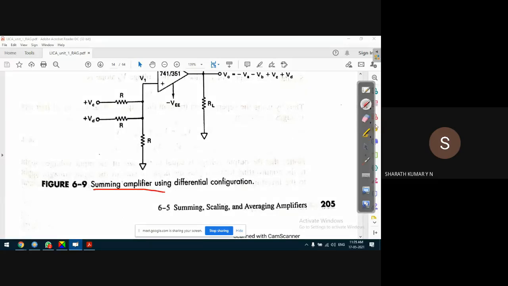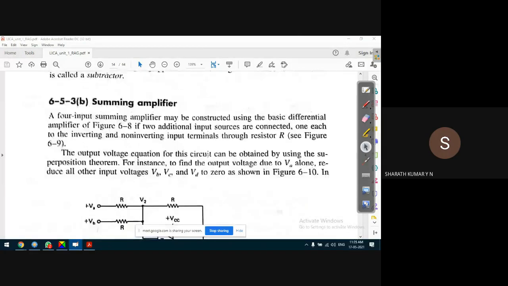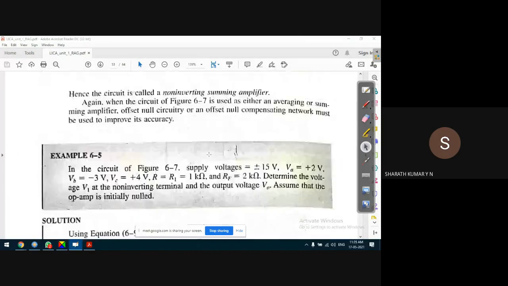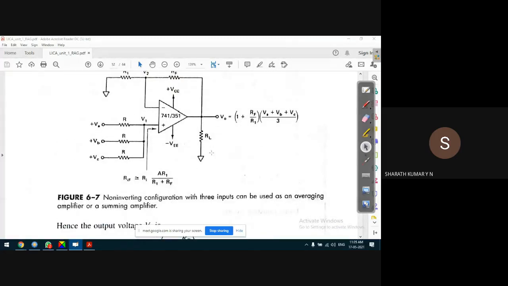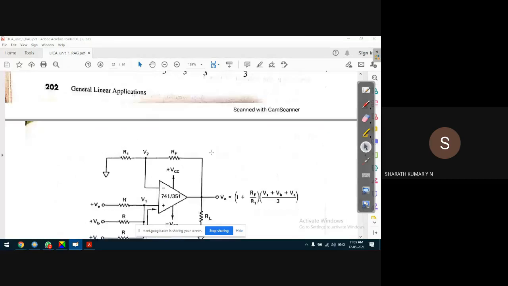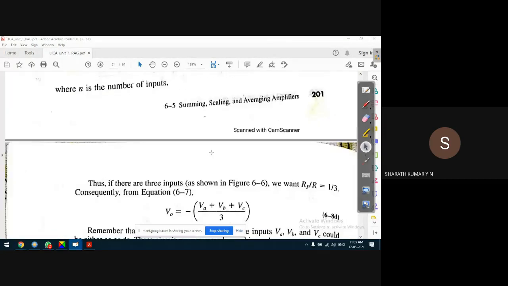In the earlier case, we saw the summing amplifier, which was basically an inverting amplifier. If you go back to that circuit, let us look into it again. This is, for example, a non-inverting summing averaging amplifier. Sorry, it's not a summing amplifier.